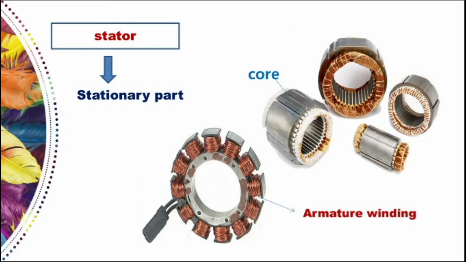Shall we learn in detail about one of the major parts, that is the stator. As the name suggests, the stator is stationary. The stationary part, which has armature windings mounted in it, is called the stator. It has two components: one is the stator core and the other is the armature winding.